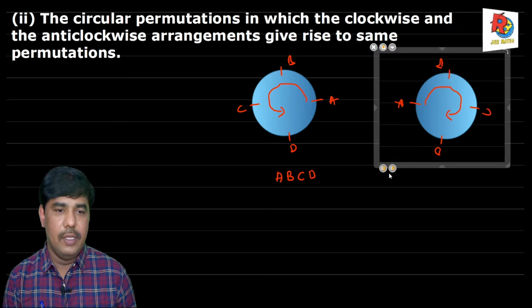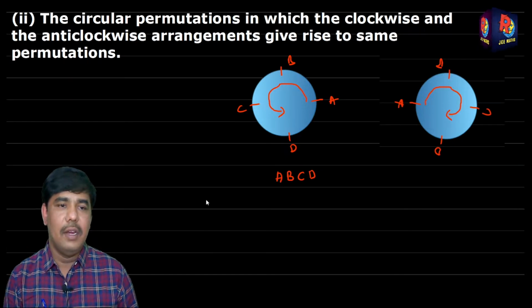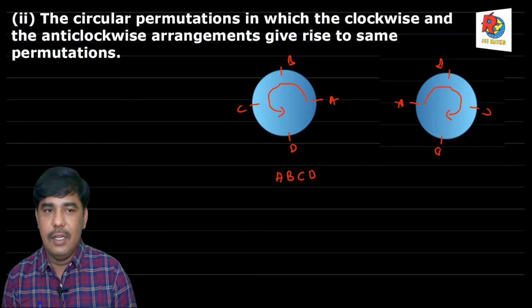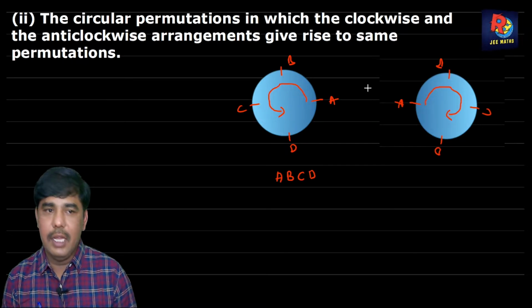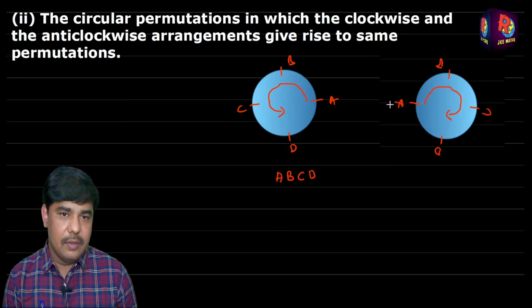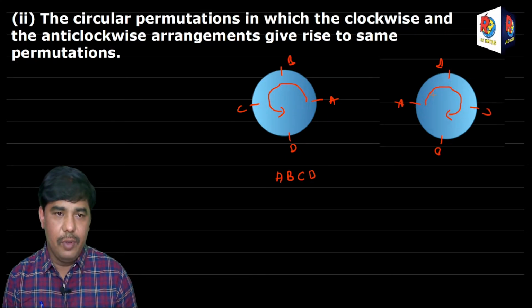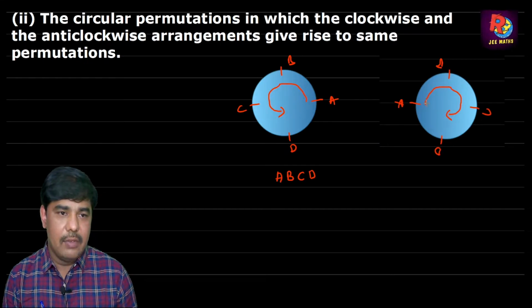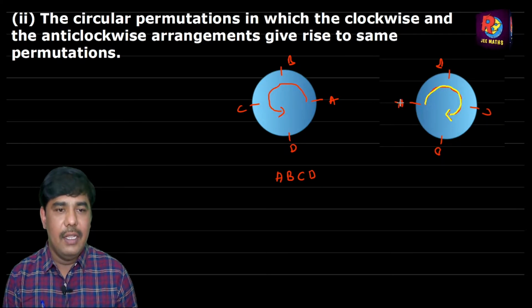I will rotate this one. You can observe here, the clockwise direction will become the anti-clockwise direction. So in this, you can observe here, this is the anti-clockwise direction. If you rotate this one, the anti-clockwise direction will be the clockwise direction. You can observe this. This is the clockwise direction.